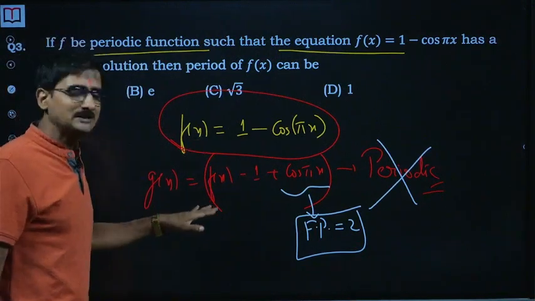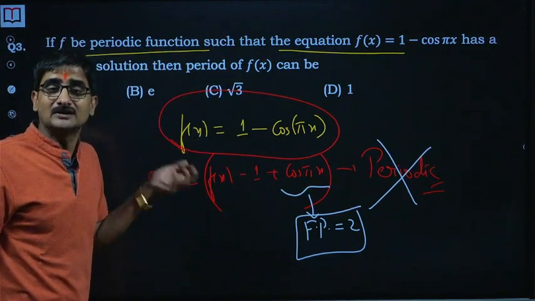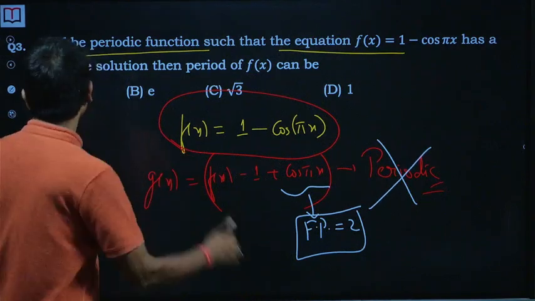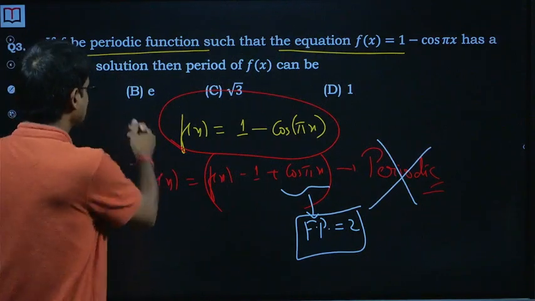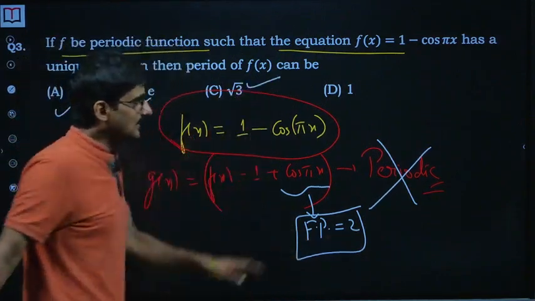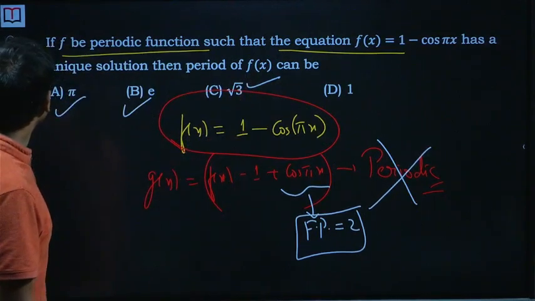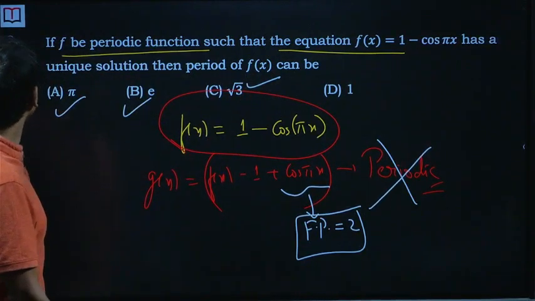Okay, so the fundamental period of f(x), a periodic function, can't be a rational number, so it can be pi, it can be e, an irrational number, it can be root 3, it can't be 1. Okay, so I think the answer is A, B, C. So do we have an answer here? I don't know. So you can check the answer.